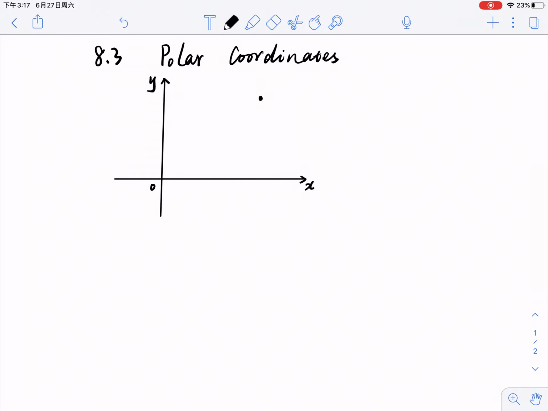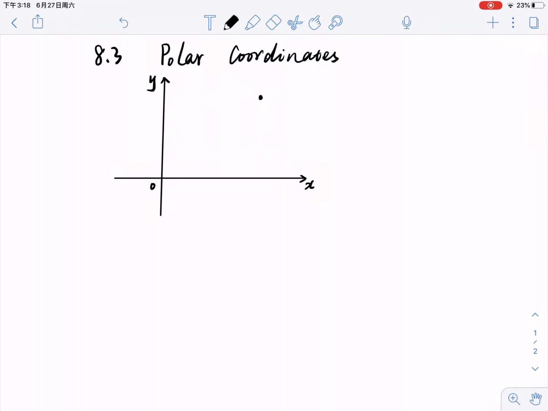In this video, we talk about section 8.3, polar coordinates. We mainly talk about the relation between Cartesian and polar coordinates and how to convert between them, and how to graph simple functions in polar coordinates.